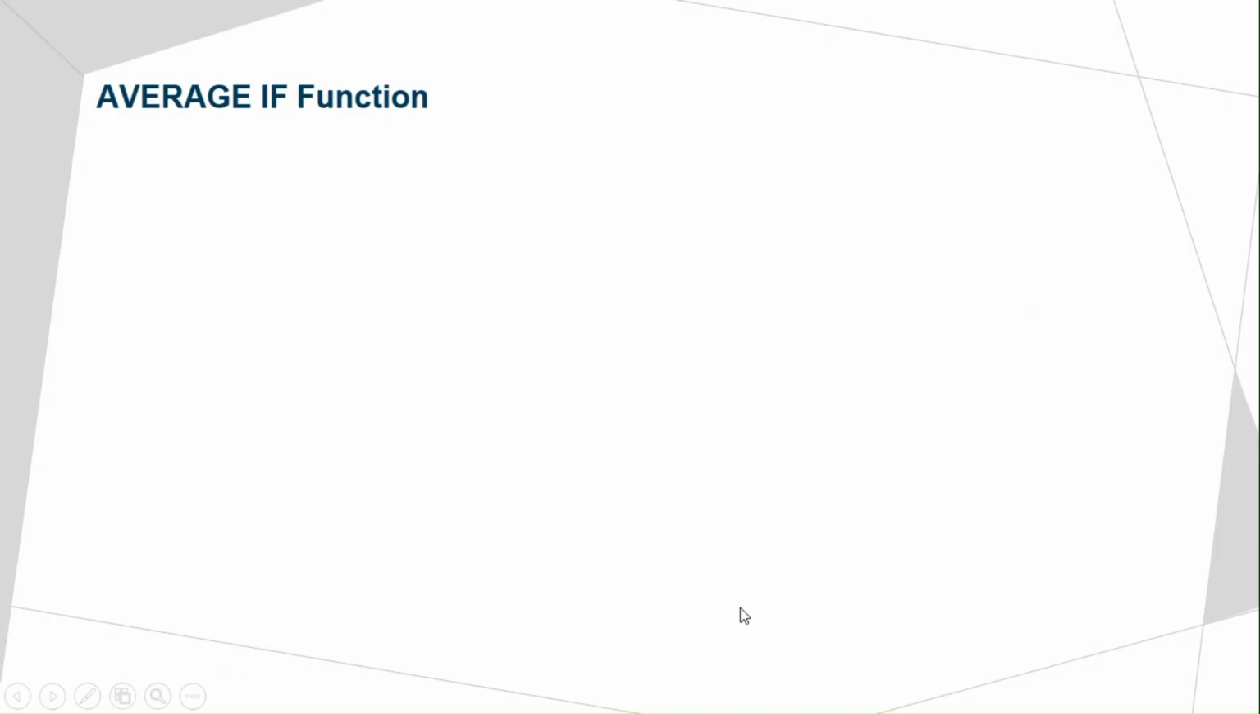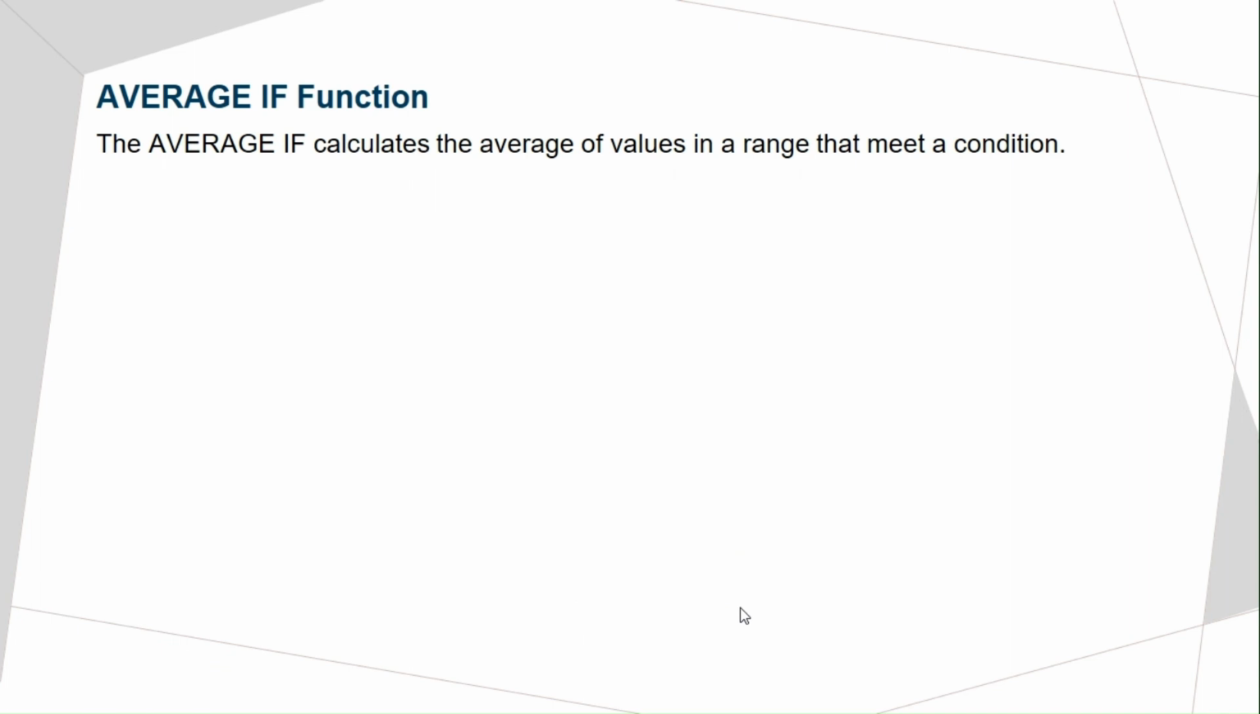The next function we'll look at is the Averageif function. The Averageif calculates the average of values in a range that meets a condition. Recall the last lesson where we discussed SUMIF. It's similar to Averageif. The only difference is that in sum, we are summing up numbers. In average, we are taking the average if it meets this condition.